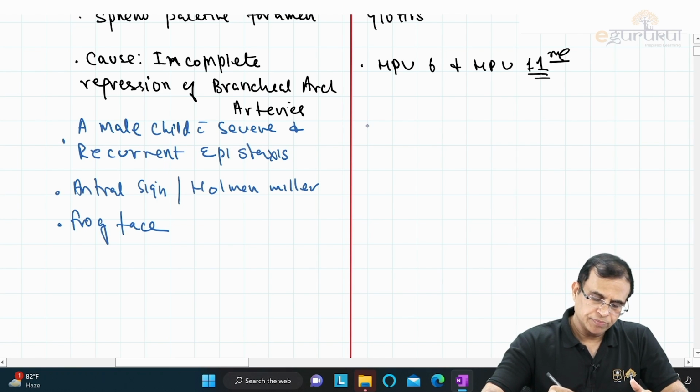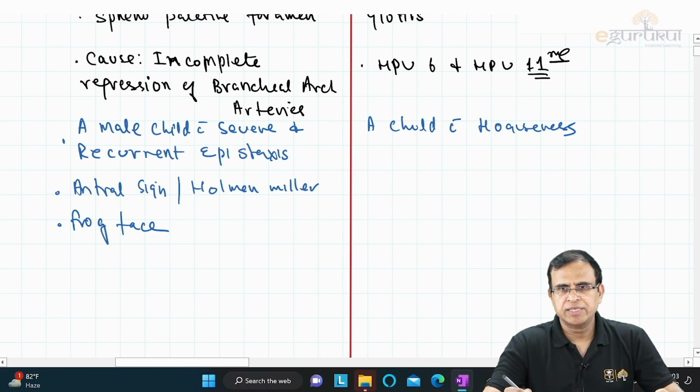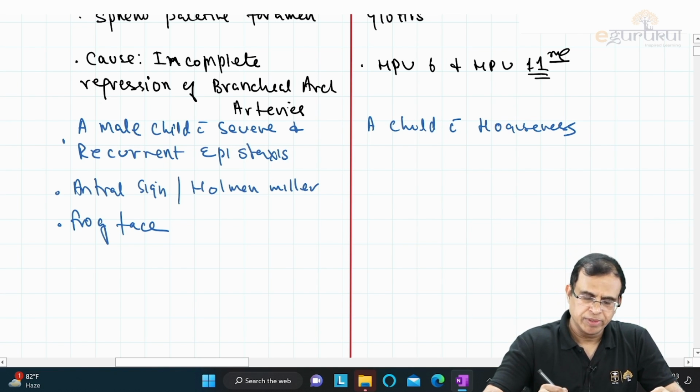Whereas papilloma is a child with hoarseness. So if a child has hoarseness, the first thing that comes to your mind is laryngeal papilloma, and there is no sign in this, nothing else.